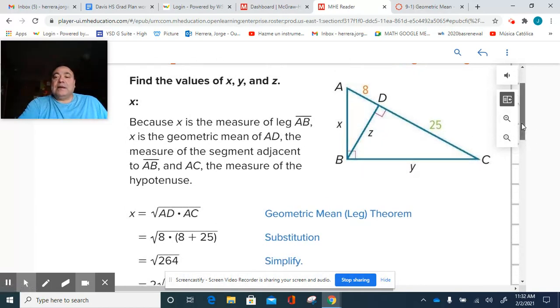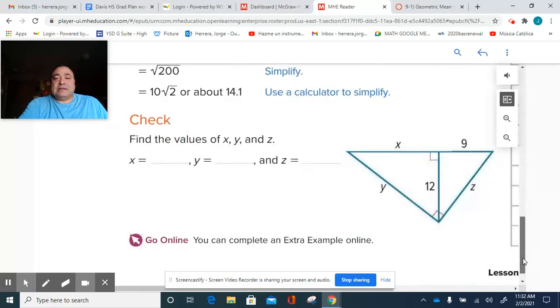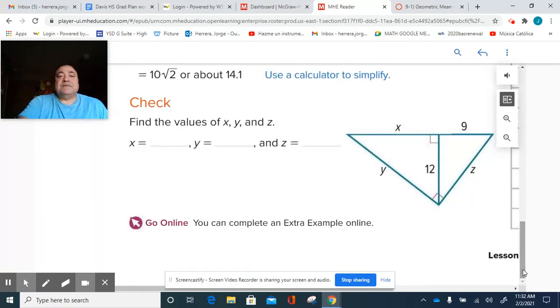All right. With that in mind, guys, let's practice this. Let's find the value of x, the value of y, and the value of z. And this one, guys, is really cool because they give you the geometric mean for the first one right there. So let's find x.